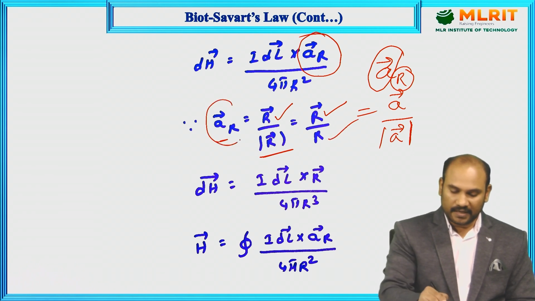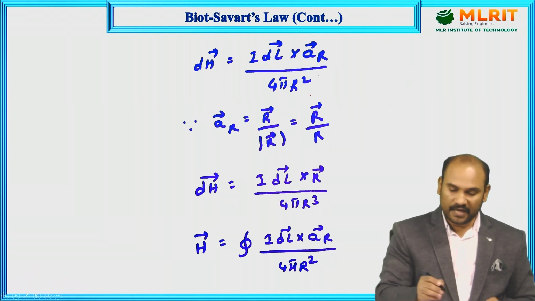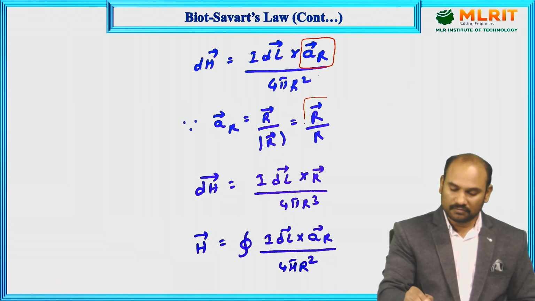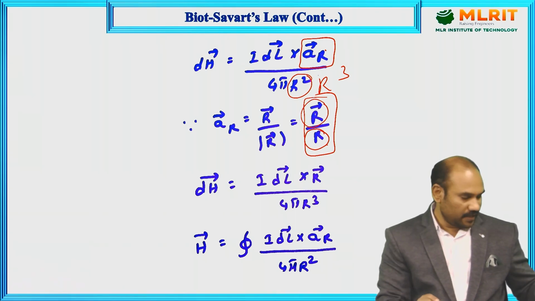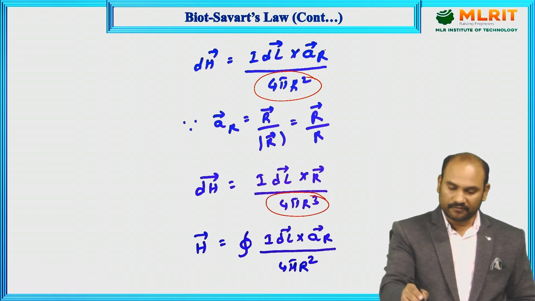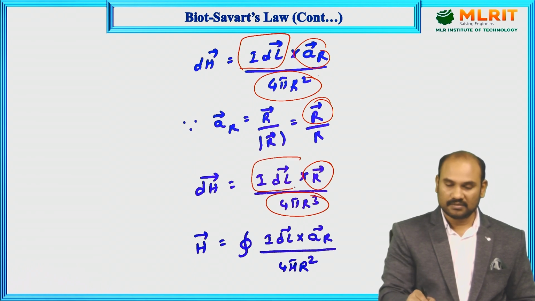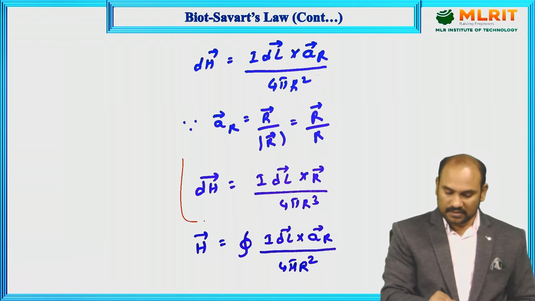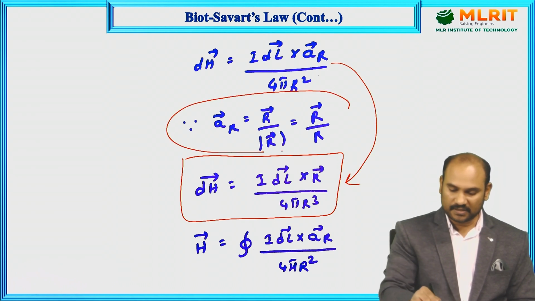So wherever you have AR bar, replace it with R bar by R. That is equal to R bar by mod R. This R goes to the denominator. Already you have R square, so if it goes to the denominator, it will become R cube. And this R bar goes into the numerator. That's what I did here. So in the denominator, in place of 4 pi R square, you get 4 pi R cube. In place of AR, in the numerator, you get R bar. This will remain the same as it is. So this is one form. By simplifying this expression, we get this.